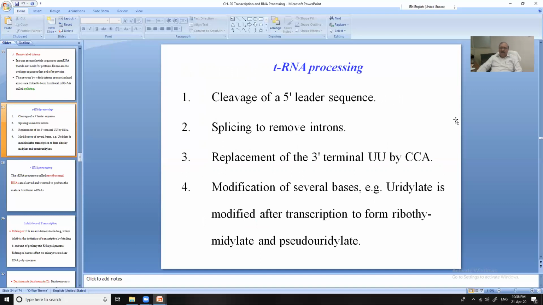Actually, what is happening? In the transfer RNA, after processing, it takes the structure of a clover leaf, and you will find on one end the CCA sequence, which is the site for the binding of amino acid in protein synthesis. So replacement of the 3' terminal UU by the CCA sequence. Modification of several bases, for example uridylate is modified after transcription to form ribothymidylate and pseudouridylate. So these are all the points of tRNA processing.